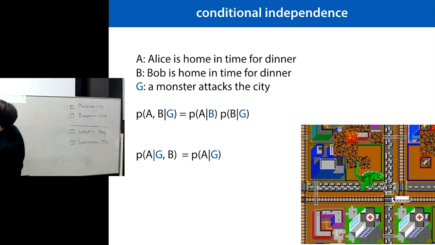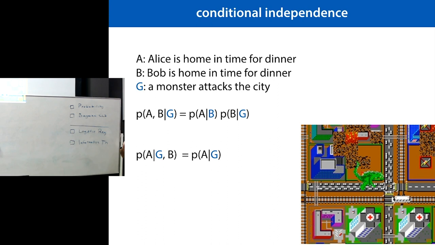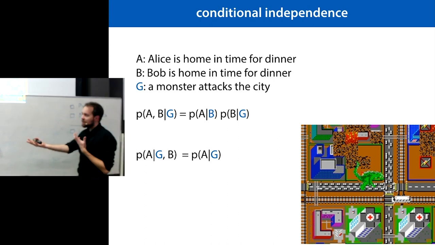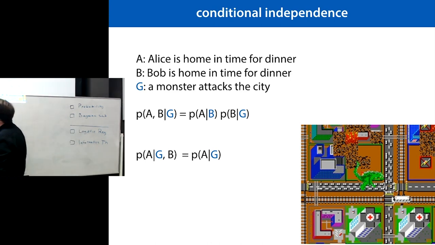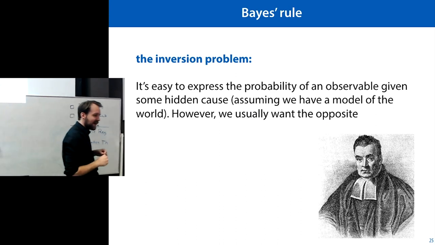And you can write it in various different ways. So here's this factorization approach, and here's a different way of writing the same thing. So now that we have this conditional probability, we can say, given some state of the world, what is the probability of observing something? And that leads to the inversion problem, for which the answer is Bayes' rule.